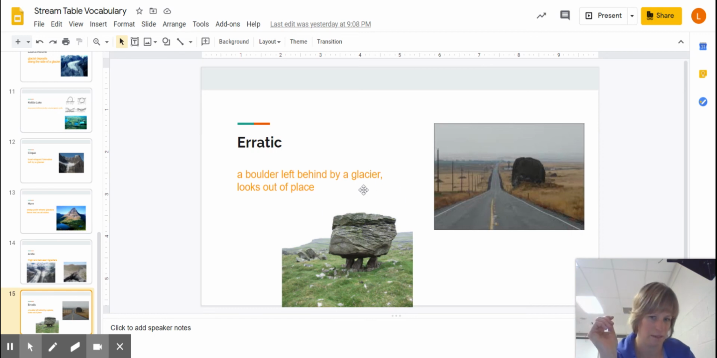And sometimes, look at this picture. This is actually from erratics in England. Sometimes they leave these interesting rock piles just based on what sediments were in the glacier and how the glacier melted.